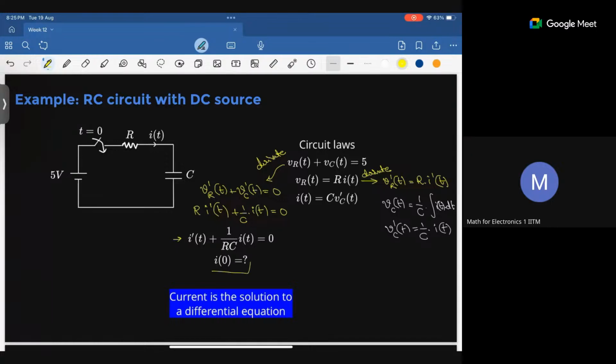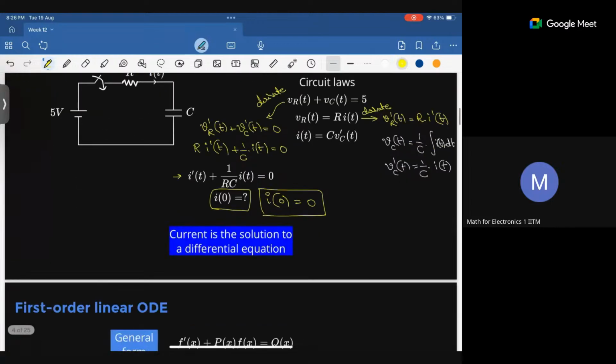We also have the initial condition. When the switch is not turned on, there will not be any current passing through the circuit, which means I of 0 will be 0. When we solve this equation, we will get I of t in terms of t and some constants, which will be the solution to the differential equation. Okay, so this is one more example.